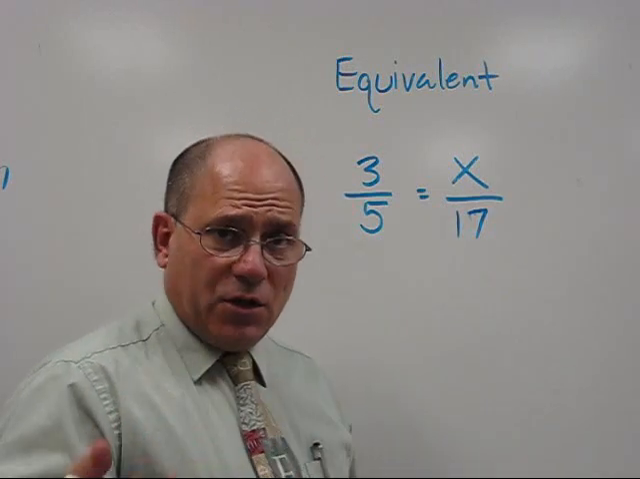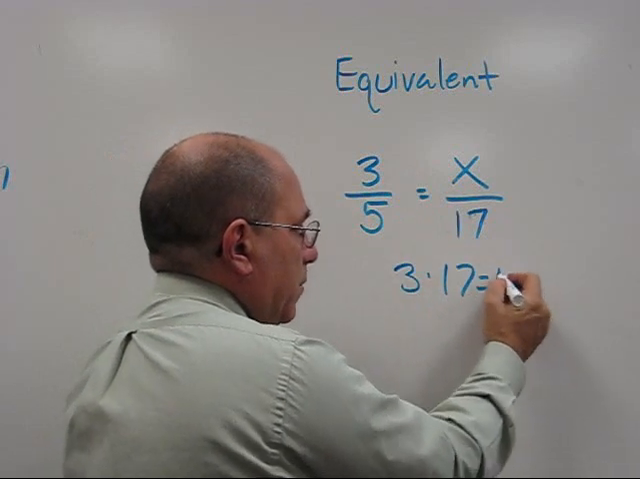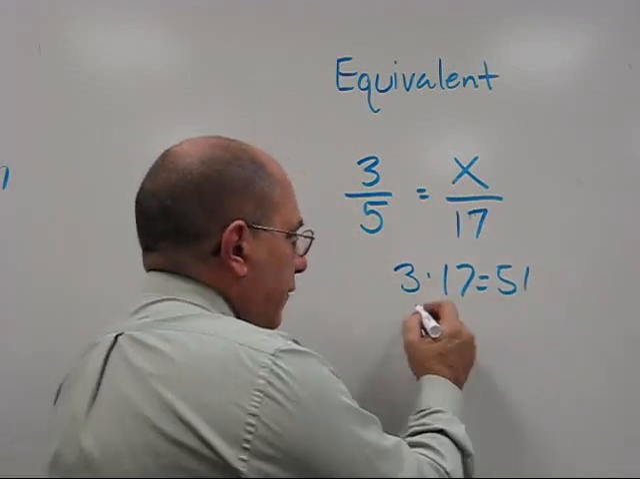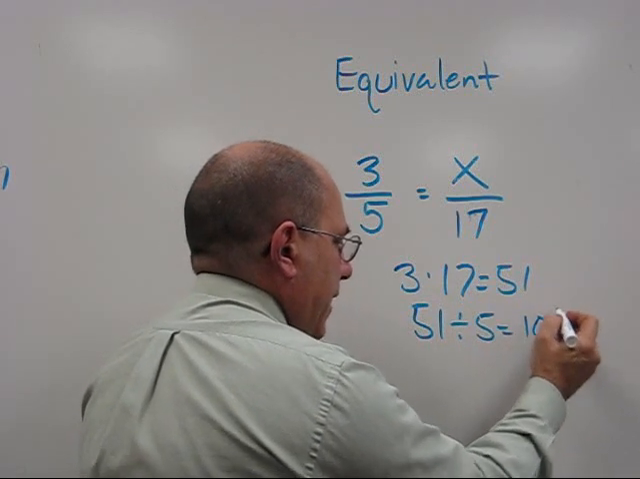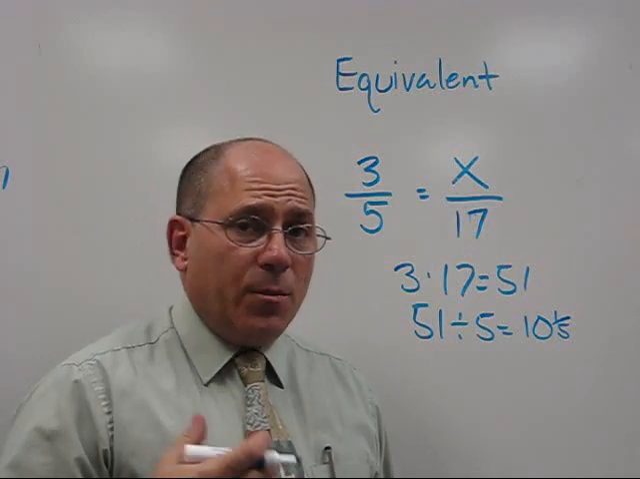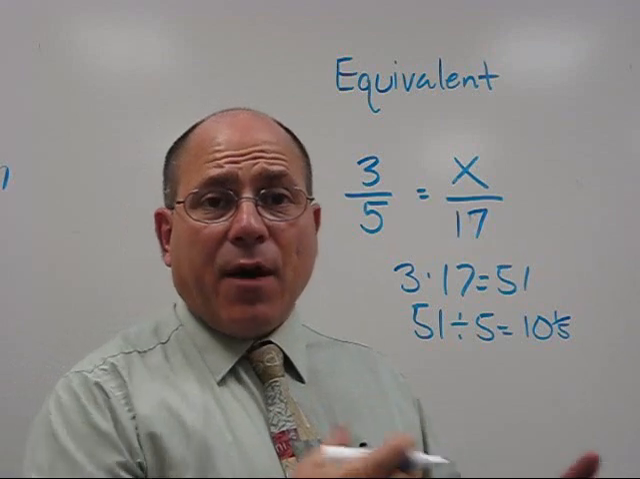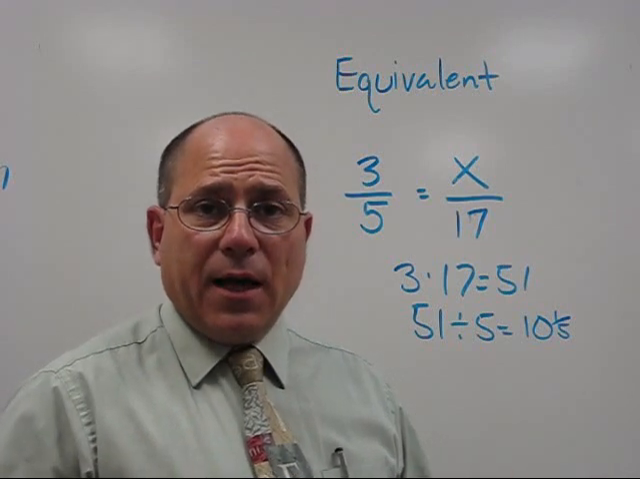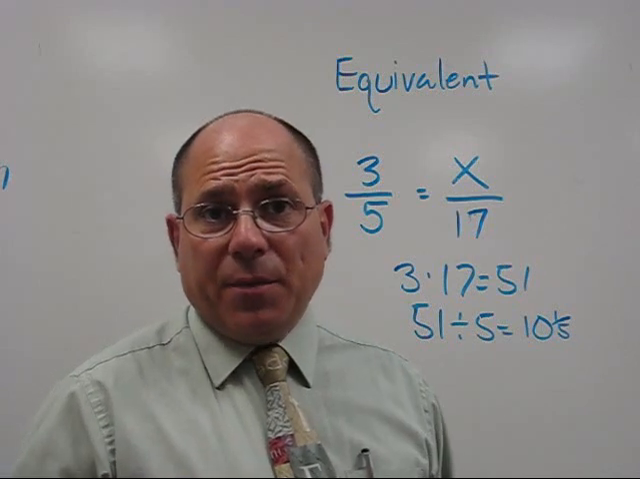If they do it the way I just showed you, though, it goes like this. 3 times 17 equals 51. And 51 divided by 5 equals 10 and 1/5. You see, they can get an answer no matter what the numbers are. It's very important that they have a method that will work for them every time. That way they don't get frustrated, again, they don't guess, and worse yet, they don't just give up.